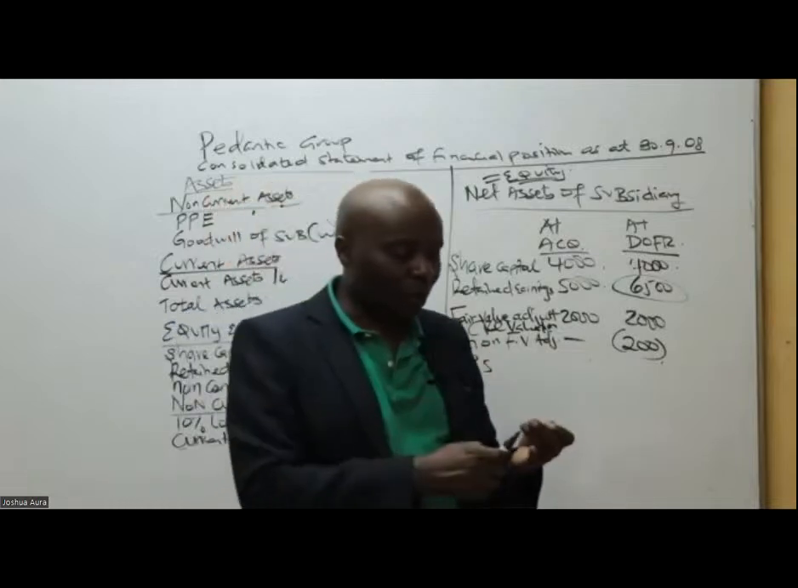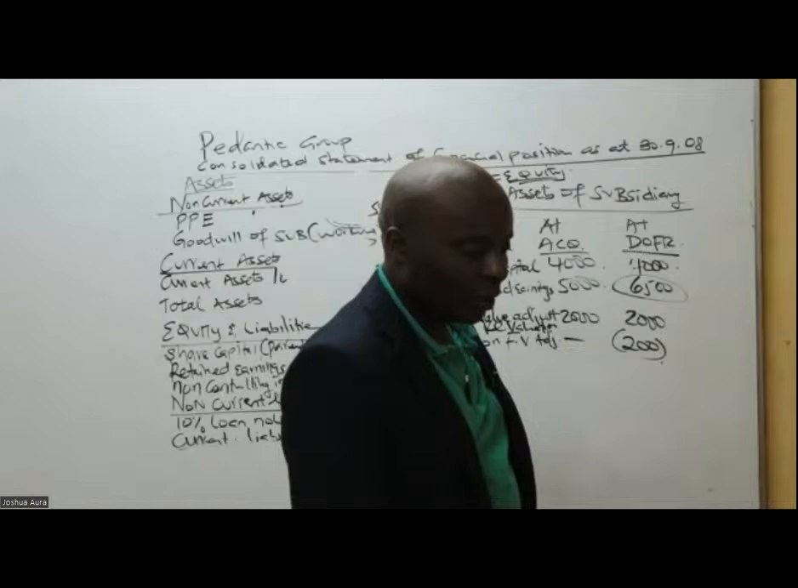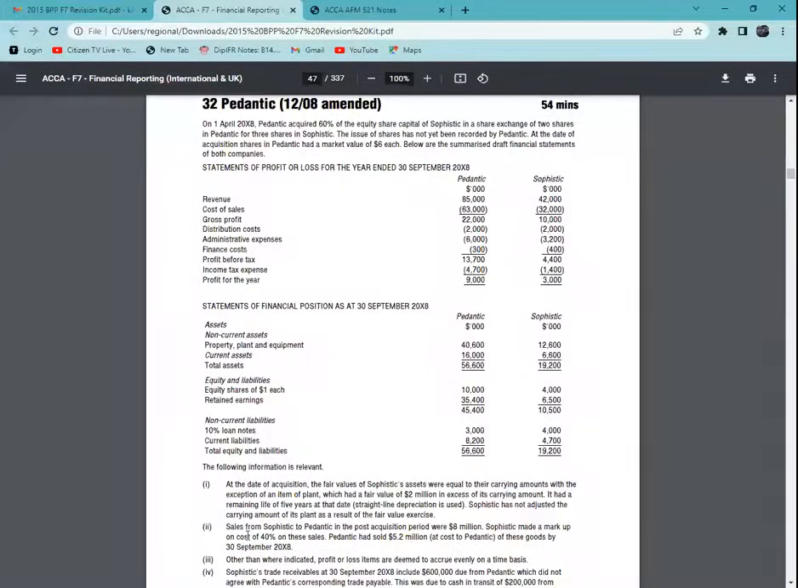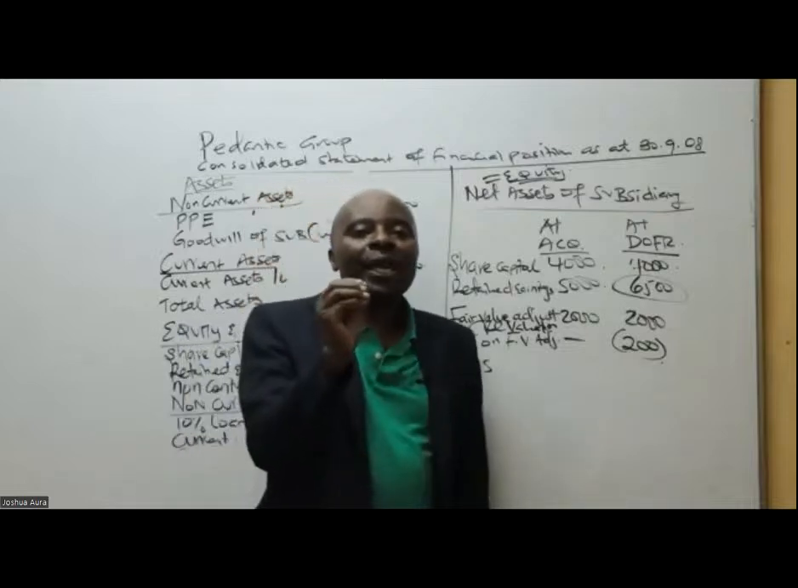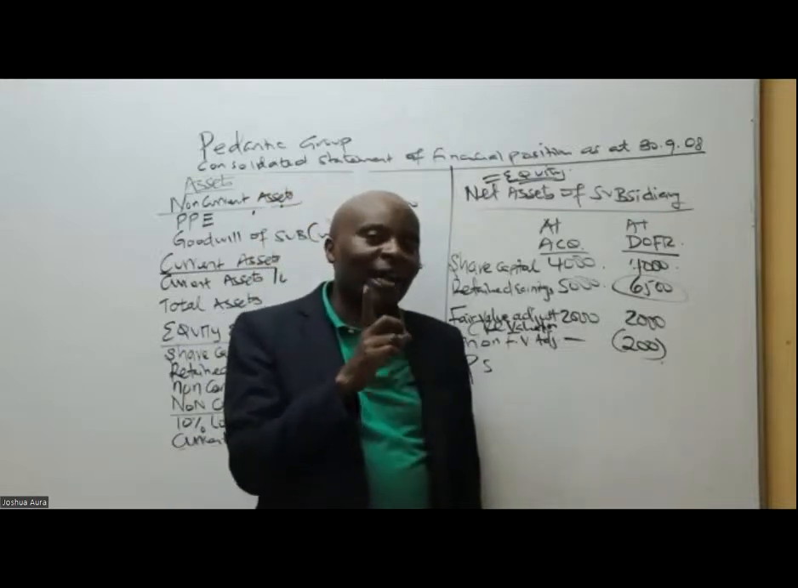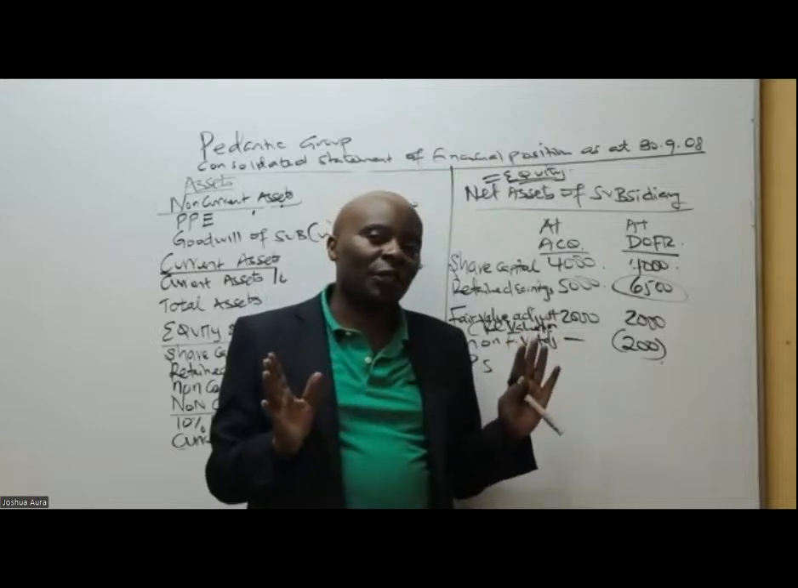So let's go back to the question. Who sold to the other? What are we told, ladies and gentlemen? Look at this. Sales from Sophistic to Pedantic. Sophistic is the subsidiary, and they sold to the parent. So it's an upward transaction. If it's an upward transaction, then the UPS has to be brought in the subsidiary. Otherwise, we don't bring the UPS in the net assets of the subsidiary.